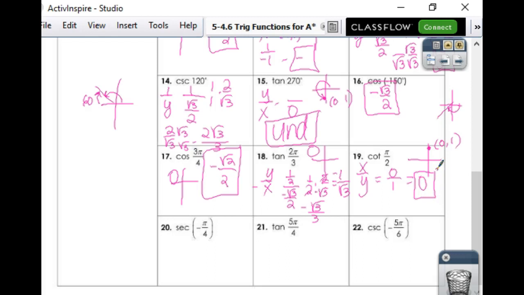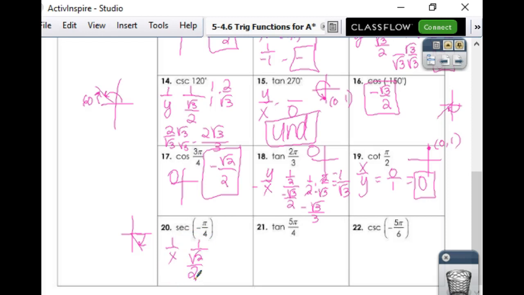Secant of negative pi over 4. Jordan. Just go right across. Okay, negative pi over 4. What quadrant does that put me in? Huh? It puts me in the 4th. So in the 4th, I want secant. What is secant equal to? So is x positive or negative? Positive. And so pi over 4, what are x and y both equal to? Square root of 2 over 2. So I'm getting 1 over the square root of 2 over 2.